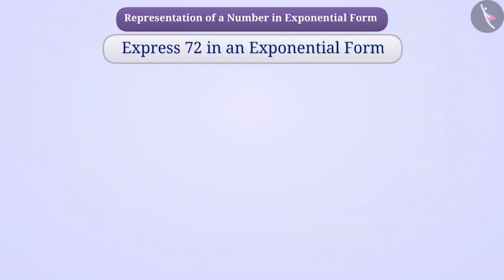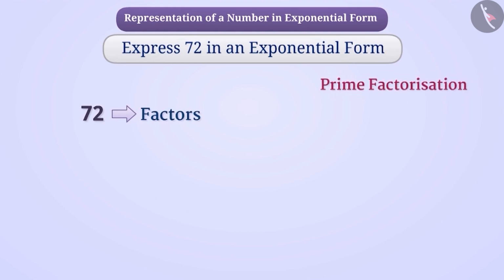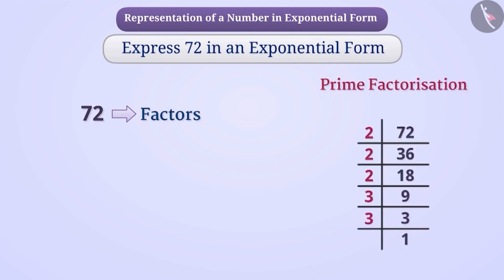Similarly, if we have to express 72 in an exponential form, how will we do it? Let's find out. To express a number in its exponential form, we first obtain its factors. Prime factorization is an appropriate method for this. The prime factorization of 72 can be done in this way. This will give us the factors of 72. Now we will see which number is repeated and how many times.